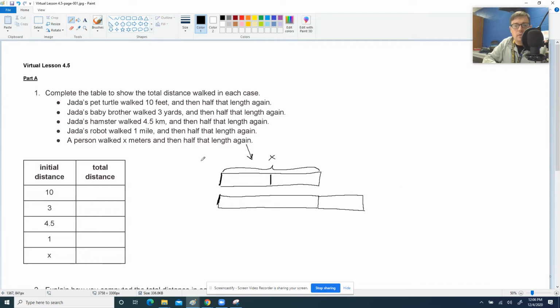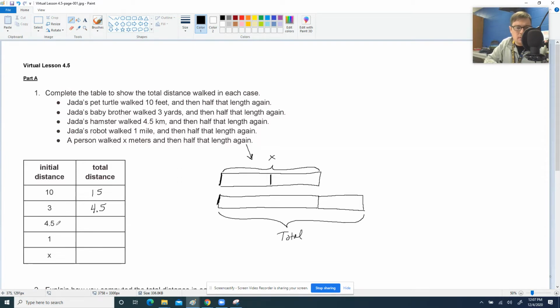So for example, in the first one, if X is 10, if this is 10, and then I go an additional half of 10, which would be an extra 5, then that means that this right here, this total distance would be 15 because half of 10, 5 plus 10 is 15. So that's pretty easy. Now imagine the baby. If the baby goes 3, if the X is 3, if this is 3 yards total, and then the baby goes another half of 3, well, another half of 3 would be 1.5. So 1.5 plus 3 would be 4.5. So you can see how that sets up.